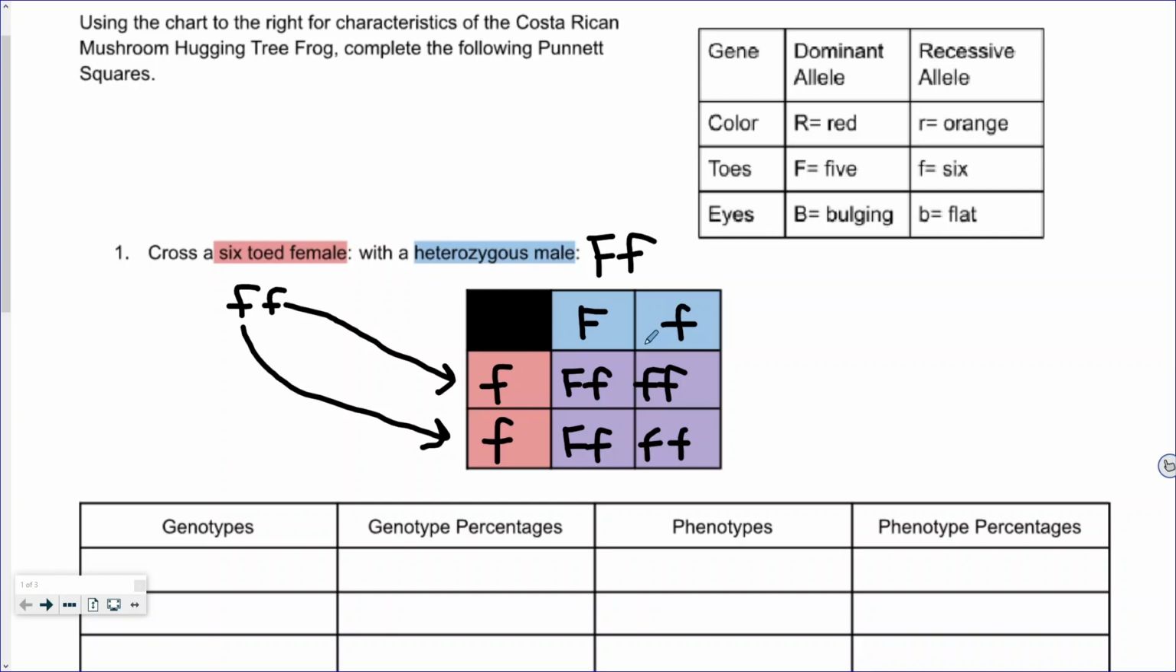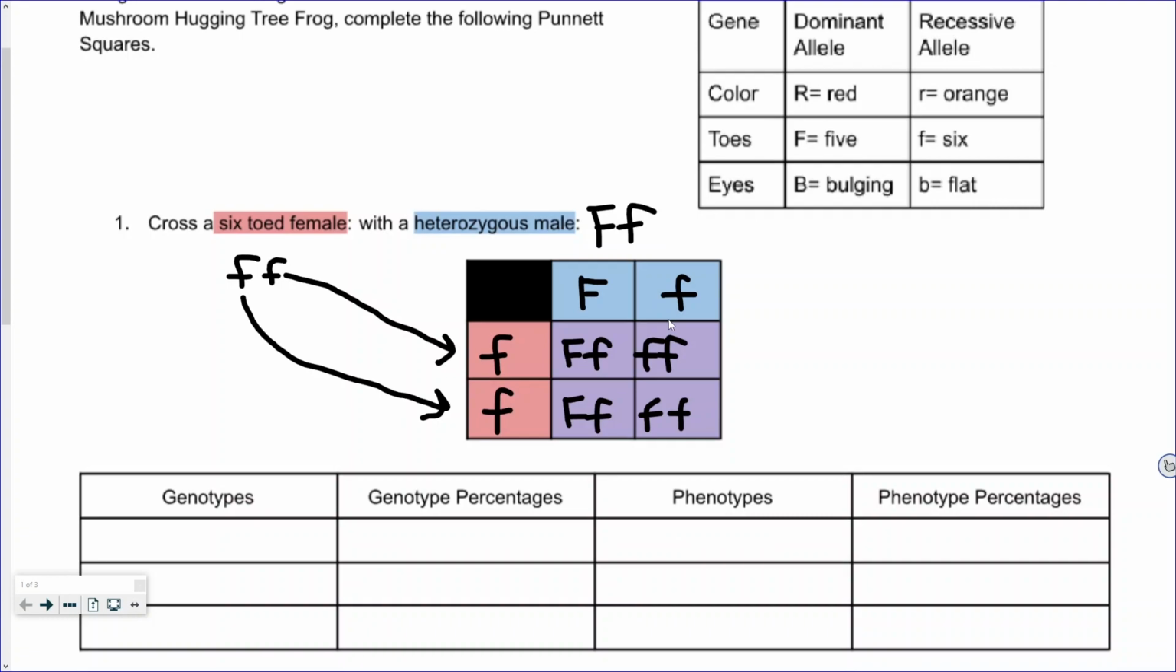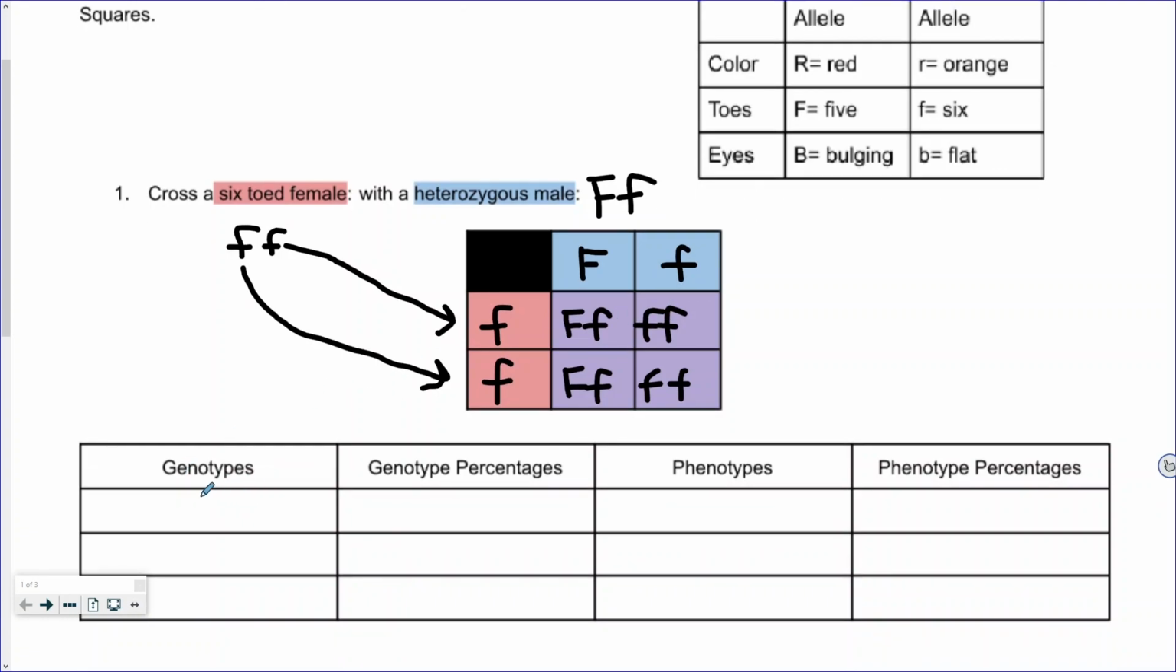Now, what I want to do is take that information and do something with it. So over here, I'm going to write the possible genotypes that show up. Now, you could put the first genotype of capital F, capital F. This is a possible genotype for this trait, but there are none of them. None of these children here are capital F, capital F. So from a percentage point of view, that's 0 of 4, or 0%.